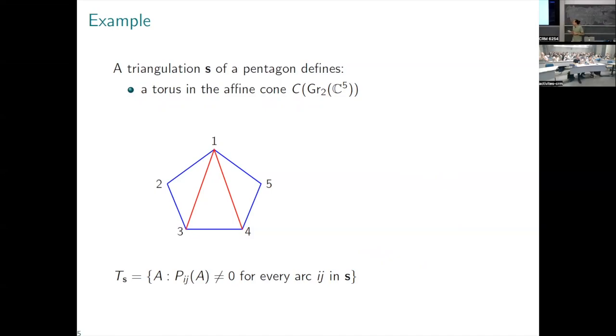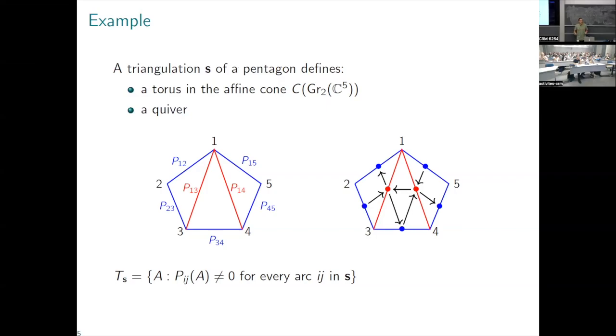Okay, and it also defines a quiver by some combinatorial recipe that works as follows. For every arc in my triangulation, I just put a vertex, and for every triangle, I put an oriented triangle like this. I could put an arrow here and here, but I can just ignore them because they will not change my cluster variety. So this is kind of the initial input I have to define my cluster variety.